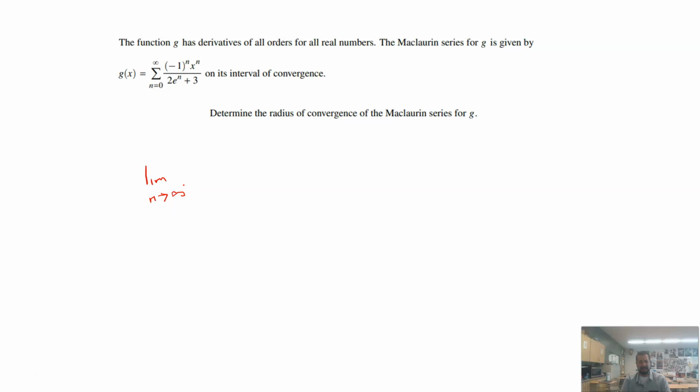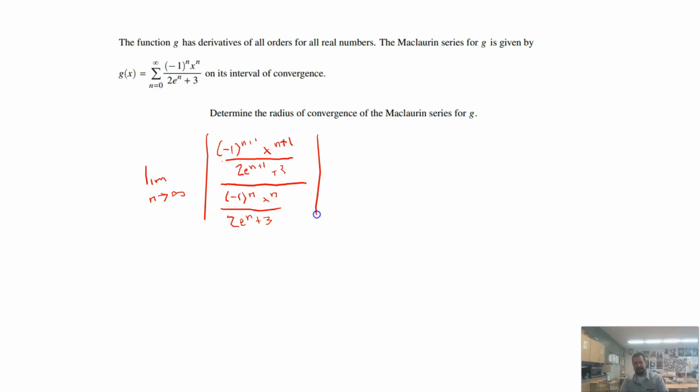So I'm going to do the limit as n approaches infinity of the n plus 1 term, so I get negative 1 to the n plus 1, multiplied by x to the n plus 1, over 2e to the n plus 1 plus 3, divided by negative 1 to the n, so just the general term itself, x to the n, over 2e to the n plus 3. And it's the absolute value of that, and it needs to be less than 1. Well, in order to do this, we're just going to have to flip that bottom fraction upside down, and then we're going to multiply them together, and the absolute value is still there.